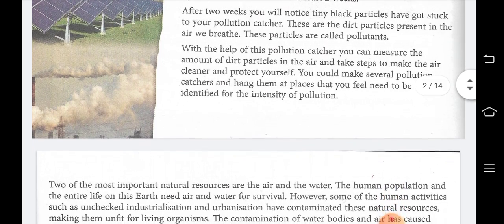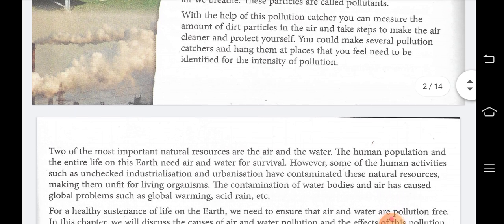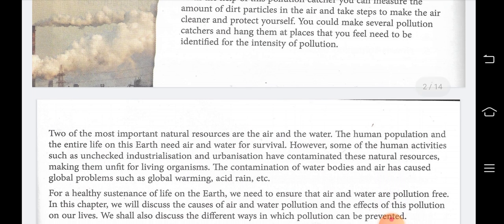So, with the help of this pollution catcher, we can measure the amount of dirt particles in the air. If more dirt particles are present, then that means the air is highly polluted, and if it is less, then there is less pollution. So you make several pollution catchers and hang them at places that you feel need to be identified for the intensity of pollution.